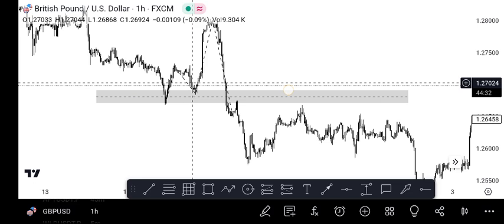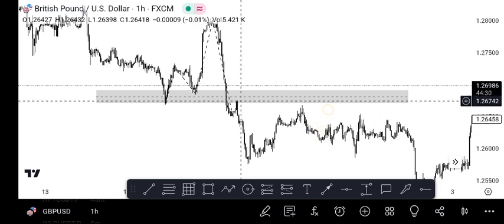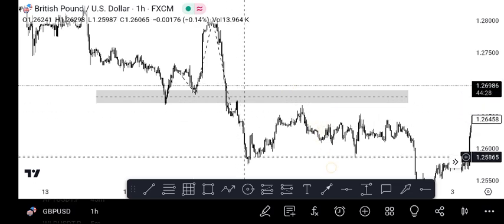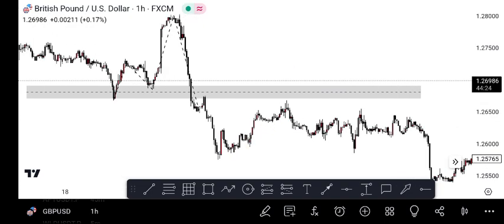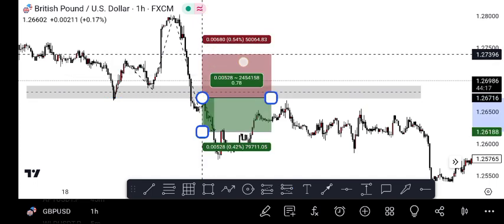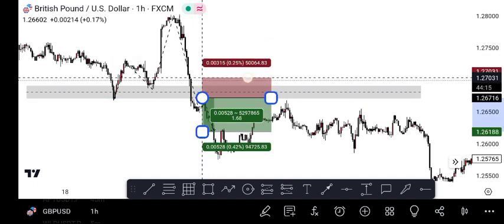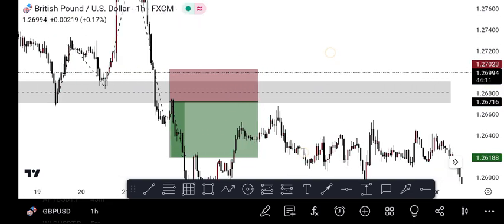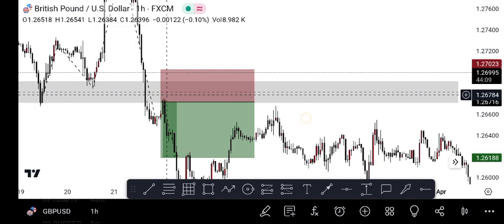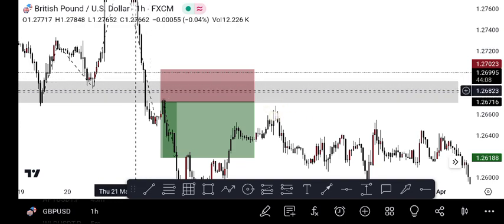Now what we're waiting for price to do is to tap into this zone again, and then we're going short. So if I'm to go short from here, what I want to simply do is put my entry just at this level. My stop loss will be slightly above this candle. Now, why is it above that candle? Because we can see a fair value gap here.